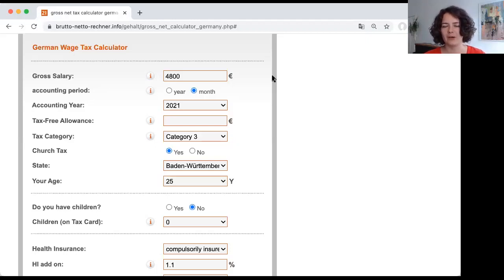Then it asks for the accounting year, because that has an impact on the tax level that you will fall under, because it always changes, of course, right? Taxes are subject to change.